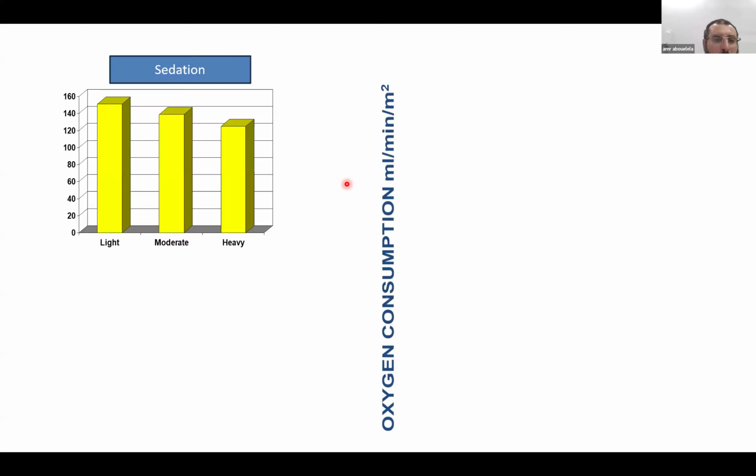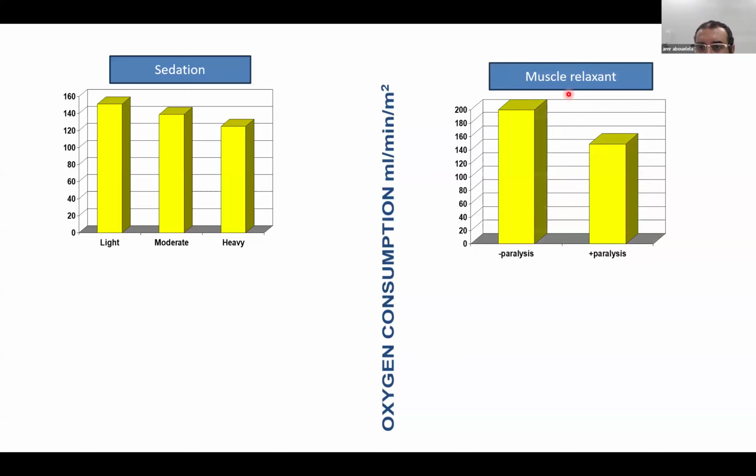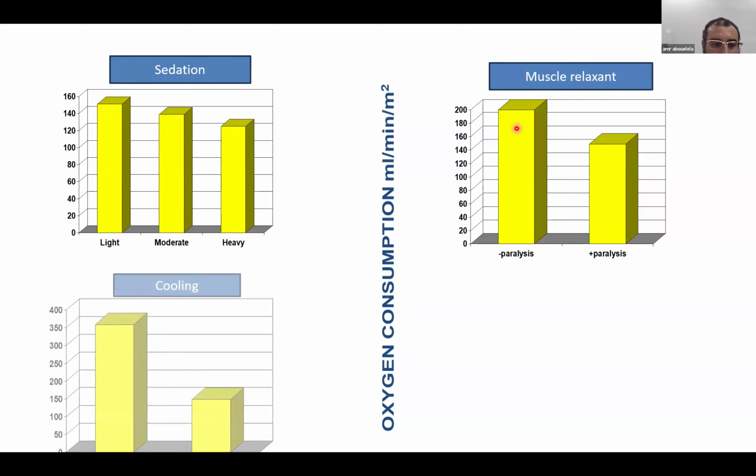Of course, this is a comparison between sedation levels. Using heavy sedation compared to moderate and light sedation, you can see that the oxygen consumption here is reduced significantly. Again, with usage of muscle relaxant paralysis, there is a 25% reduction in the oxygen consumption compared to the limb with no muscle relaxant.